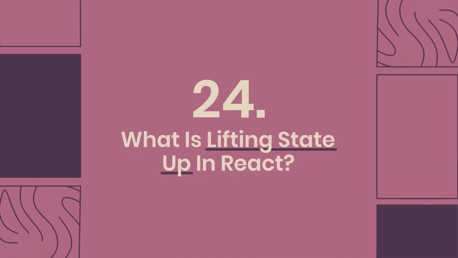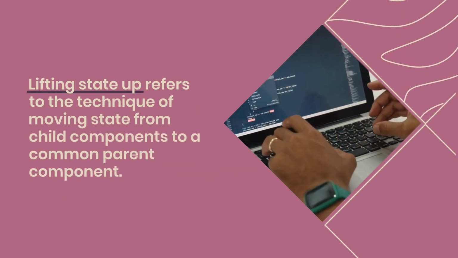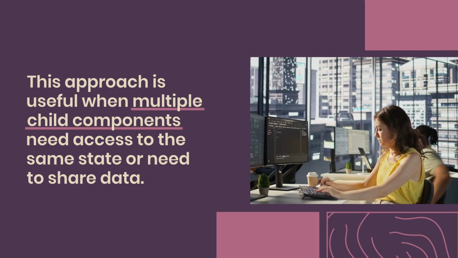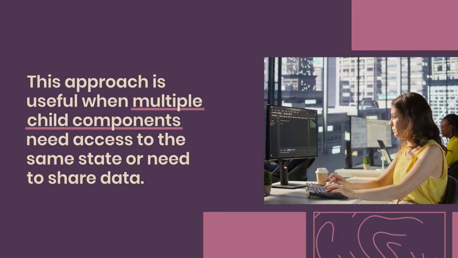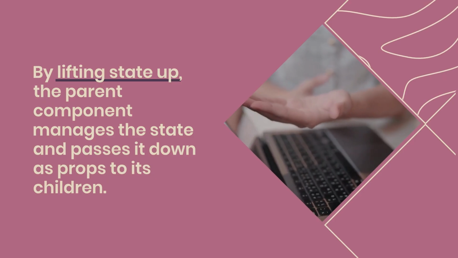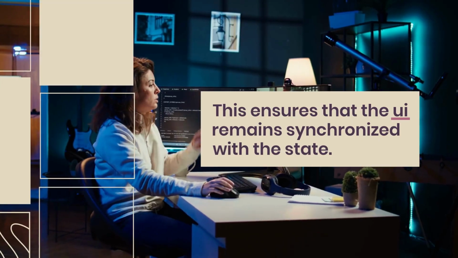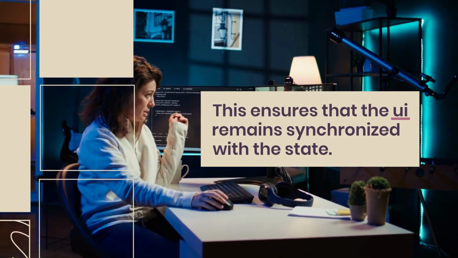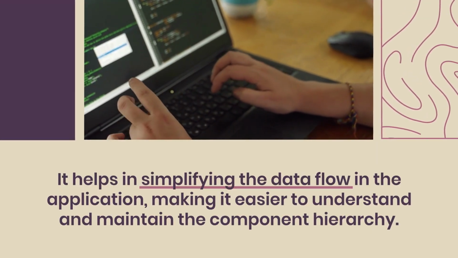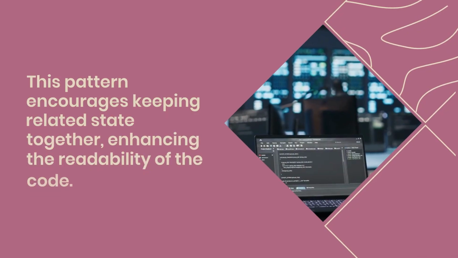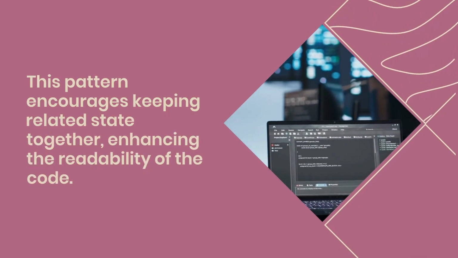24. What is lifting state up in React? Lifting state up refers to the technique of moving state from child components to a common parent component. This approach is useful when multiple child components need access to the same state or need to share data. By lifting state up, the parent component manages the state and passes it down as props to its children. This ensures that the UI remains synchronized with the state. It helps in simplifying the data flow in the application, making it easier to understand and maintain the component hierarchy. This pattern encourages keeping related state together, enhancing the readability of the code.